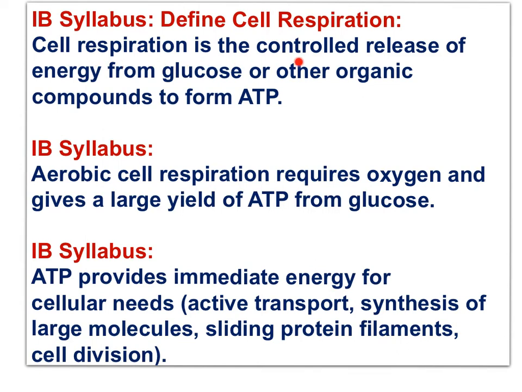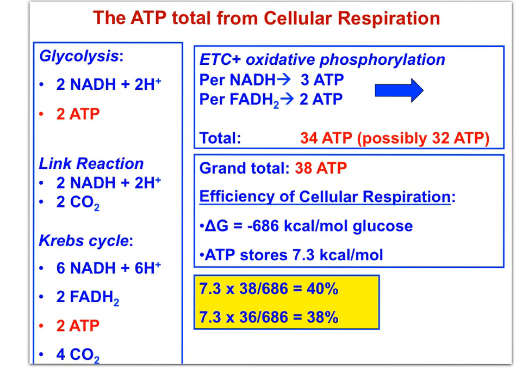Cell respiration is the controlled release of energy from glucose or other organic compounds to form ATP. Aerobic cell respiration requires oxygen and gives a large yield of ATP from glucose. ATP provides immediate energy for cell needs, active transport, synthesis of large molecules, and sliding protein filaments, in other words, motion. This slide calculates the efficiency of cell respiration.